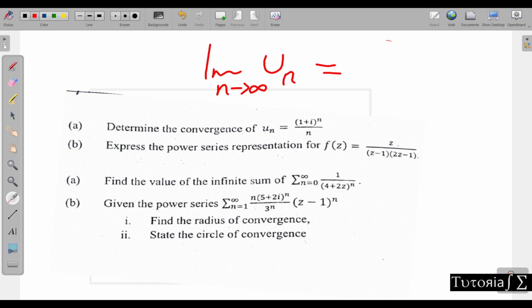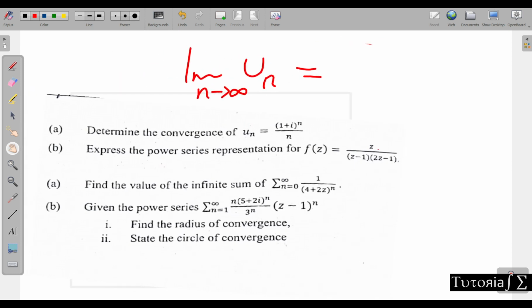Anyway, even for sequences, we can also use the geometric test and the ratio test. You can use the ratio test to find convergence, because the ratio test also finds the limit as you approach infinity, and so does the root test. So, determine the convergence of this series.